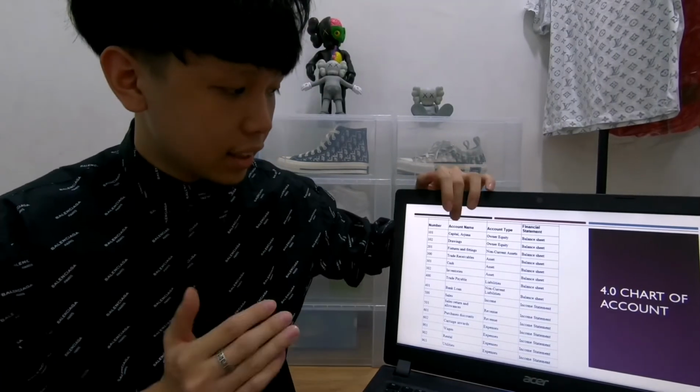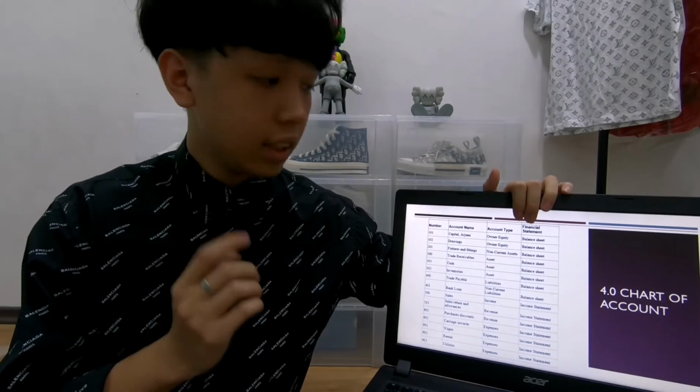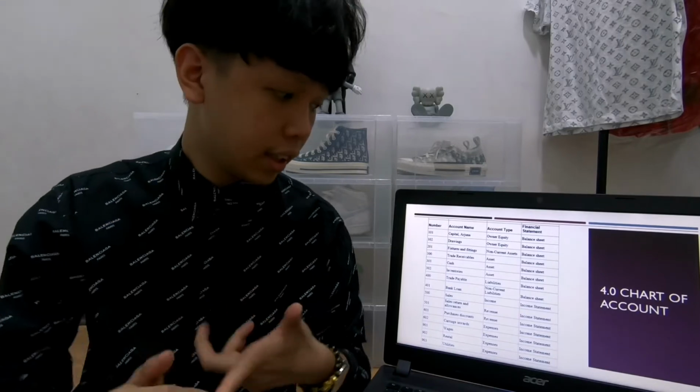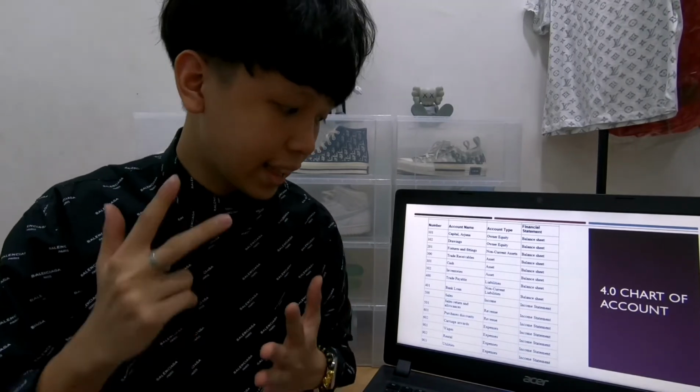In the number 101, the account name is capital. Account type is owner's equity. The last one is financial statement, which is balance sheet. In the balance sheet, we have 8 account names. The first one, I already said, is capital. The second one is drawings. The third one is furniture and fittings. Fourth one is trade receivable. Fifth one is cash. The sixth is inventory. 7 is trade payable. The last one is bank loan.